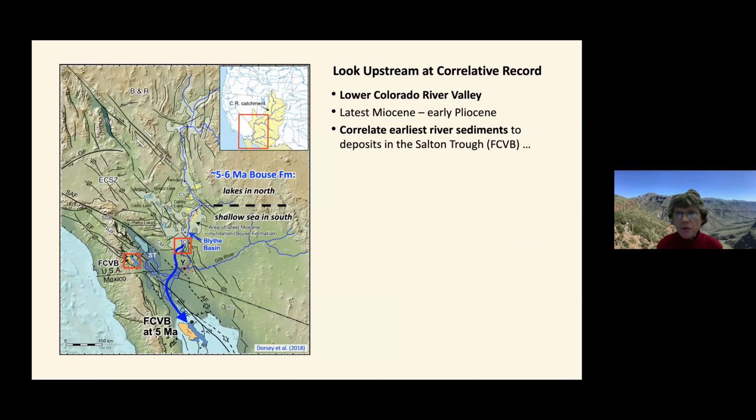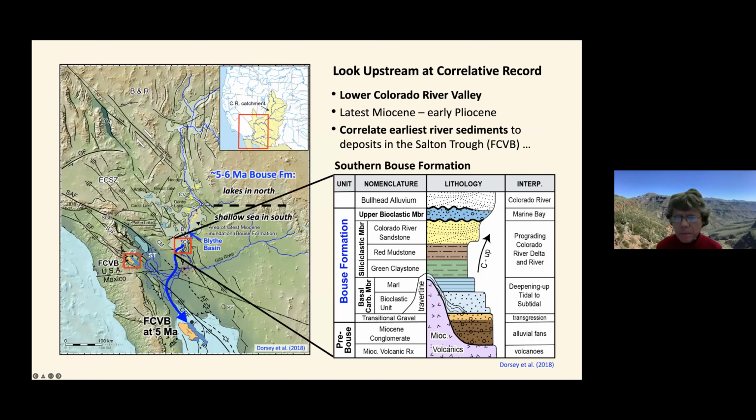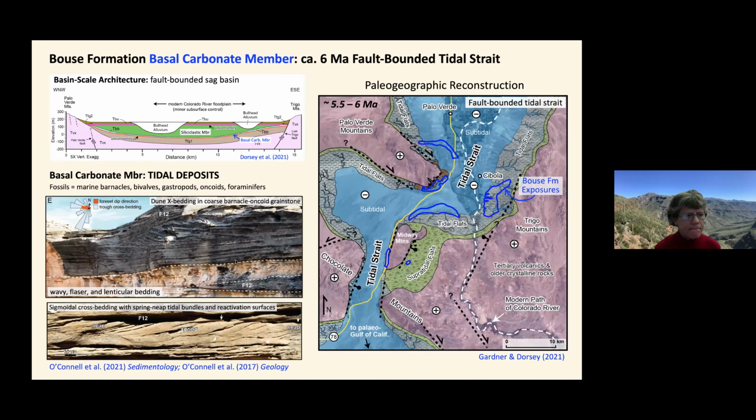So if we look upstream at the correlative record in the lower Colorado River Valley, as I said earlier, that's going to be the 5 to 6 million year old Bouse Formation. And we'll look at it here in the southern Blythe Basin. And we see in this area that the Bouse Formation consists of 3 main members: the basal carbonate, the siliciclastic member, and the upper bioclastic member. And importantly, we recognize that the siliciclastic member records the arrival of the Colorado River and its delta at about 5.3 million years ago. So we'll step through just quickly.